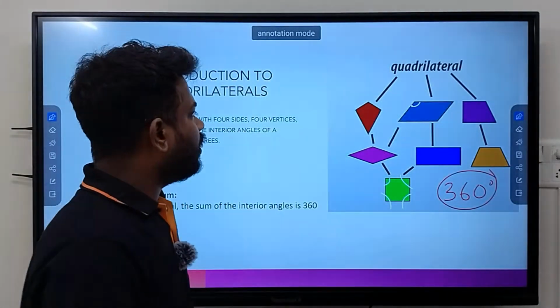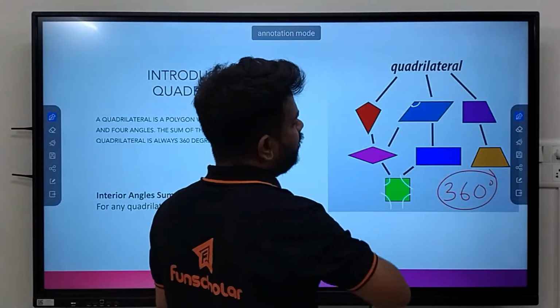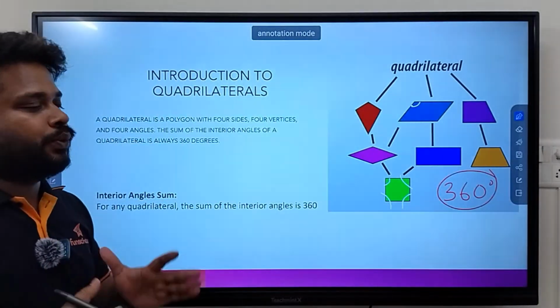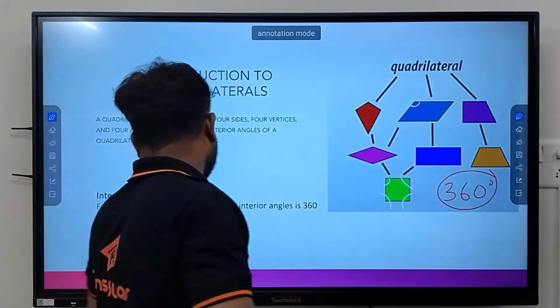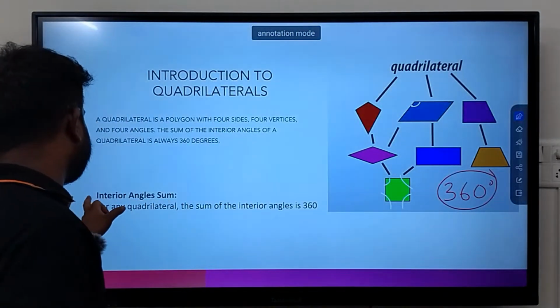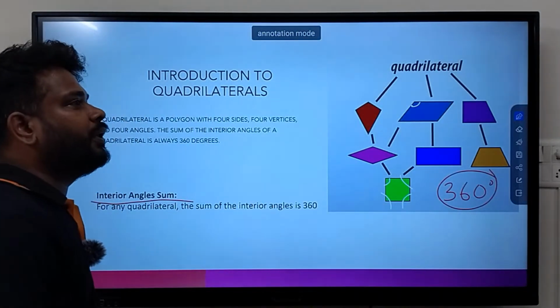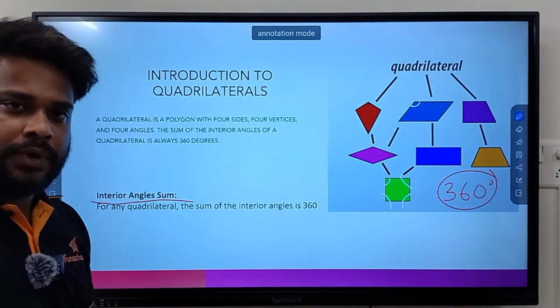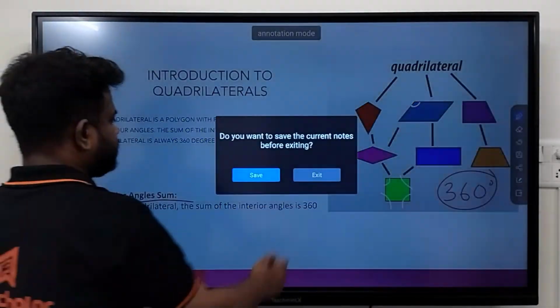Okay, the sum of all these quadrilaterals' angles will be 360 degrees, and this specific property will be termed as the interior angle sum, right? Okay, let's go to the next one.